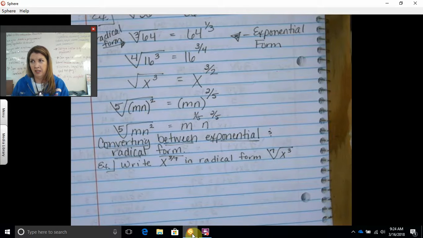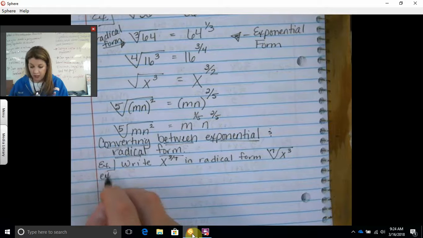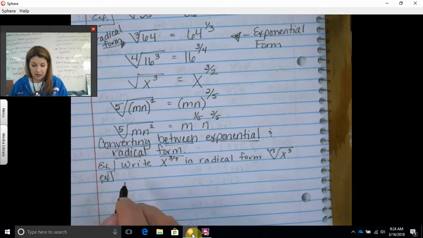Like, could we simplify that? No, because we need 7 of the same factors, right? And x cubed would only be 3, x times x times x. So we could not simplify that if it asked us to. We didn't have to, but let's convert. We're not going to write the directions every time, just depends on how it's given to us.